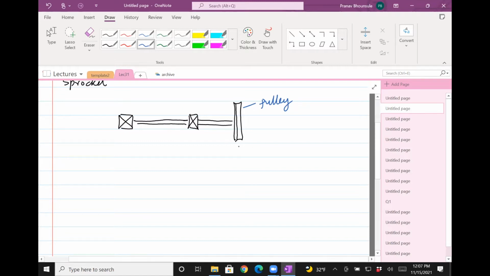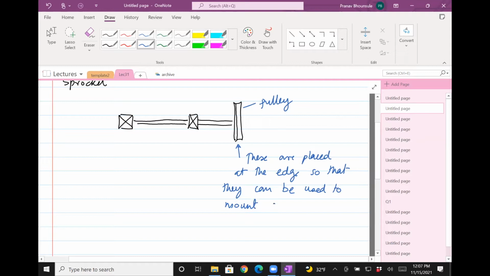So these are placed at the edge so that they can be used to mount pulleys, chains, and belts.